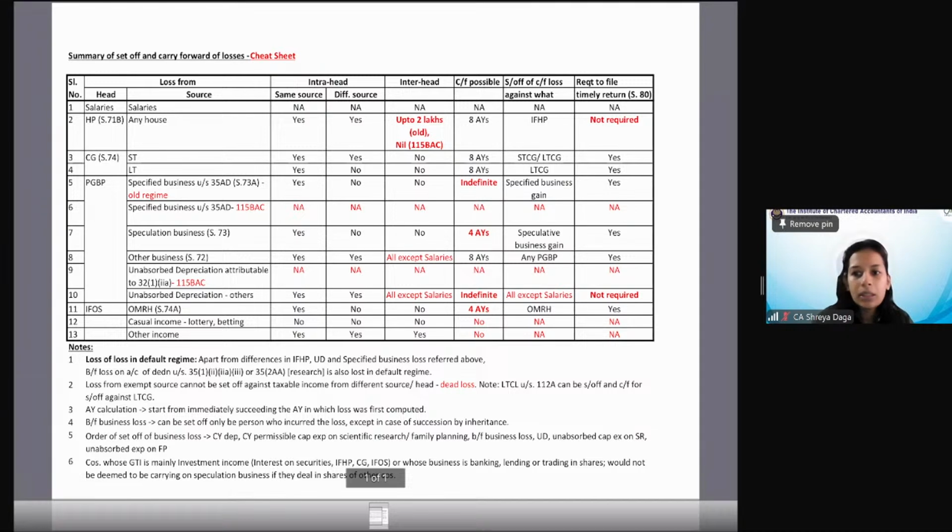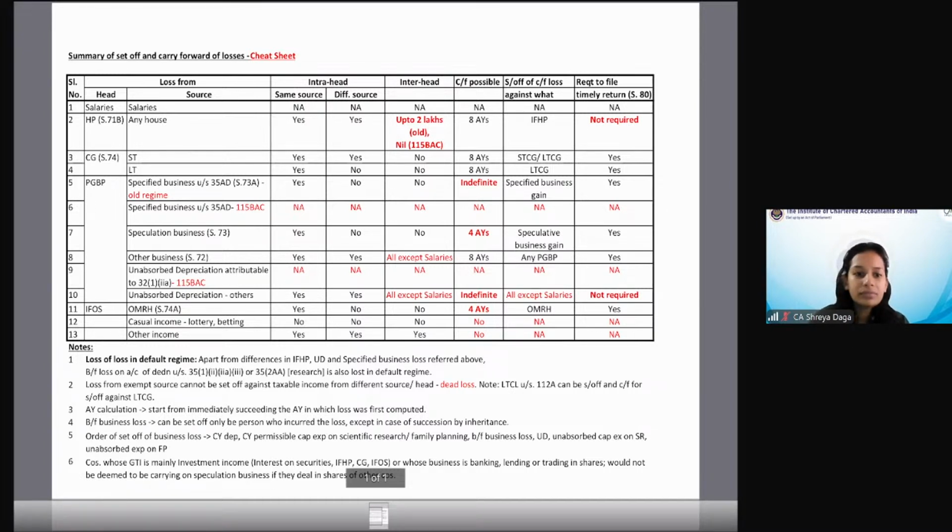Ma'am, in the case of serial number 4, 5 and 7: long-term capital loss, specified business, speculation business losses brought forward can't be set off against gains of similar nature but different sources. Example, capital gains on a different asset, gains on PGBP. I would rather put it like this: they can be set off against gains of similar nature. Same source allowed. Different source, same head not allowed. Different head, forget it, not at all allowed.